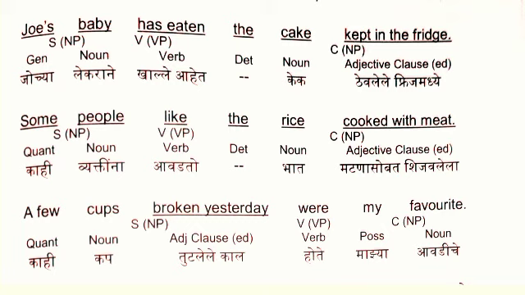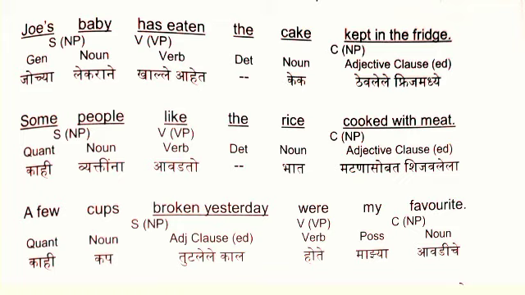See the second example. Some people like the rice cooked with meat. Rice cooked with meat is a noun phrase, and cooked with meat is a relative clause because it is talking about the rice. Look at the next sentence. A few cups broken yesterday were my favorite. Now, cups broken yesterday is a noun phrase. Broken yesterday is a clause, and it is a past participle clause, and it is speaking about the noun cups. Therefore, it is called a relative clause.